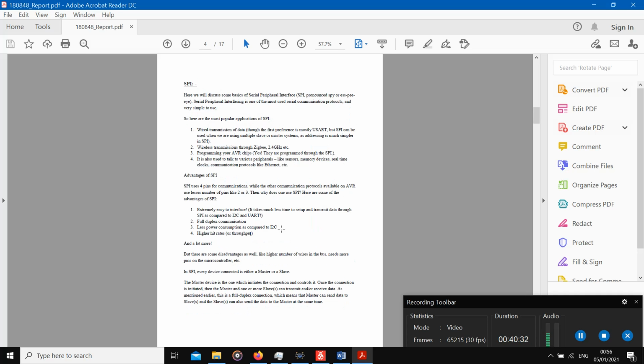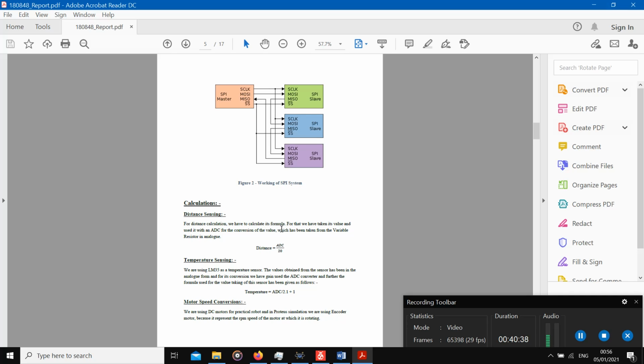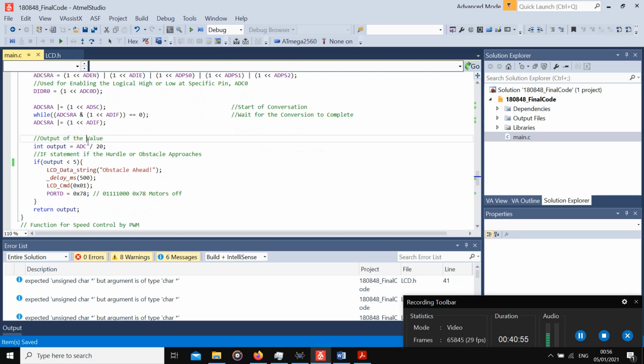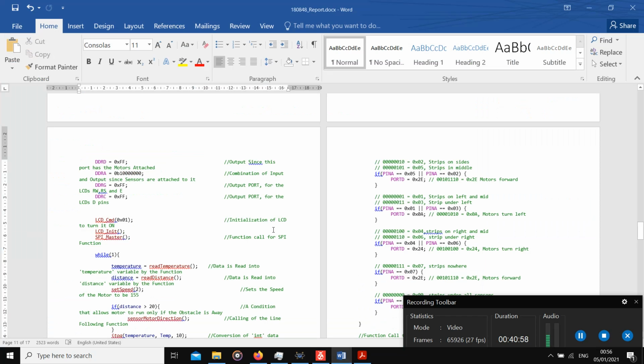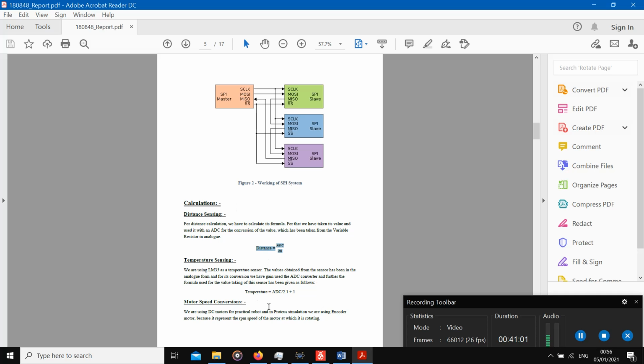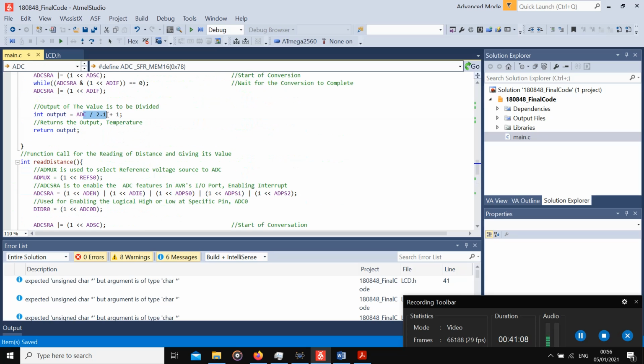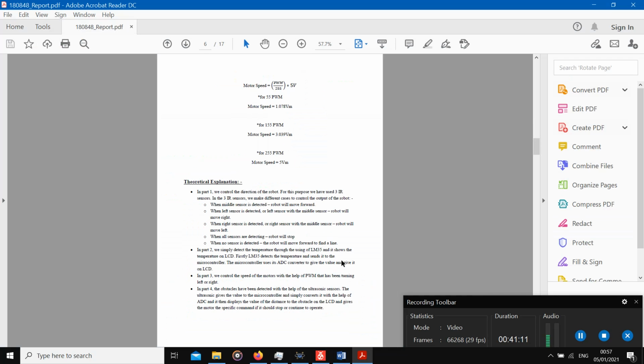Then you have the SPI that is used for the serial communication. You have its advantages, then you have its block diagram, how the master operates and how the slave operates. Then you have the calculations that have been done for the distance, as it was mentioned in the code over here. Right there, this was ADC divided by 20. This was already pre-calculated by us. For the temperature, you had ADC divided by 2.1 plus 1. Similarly, there's nothing new over here. I have already done the theoretical explanation long ahead in this video.